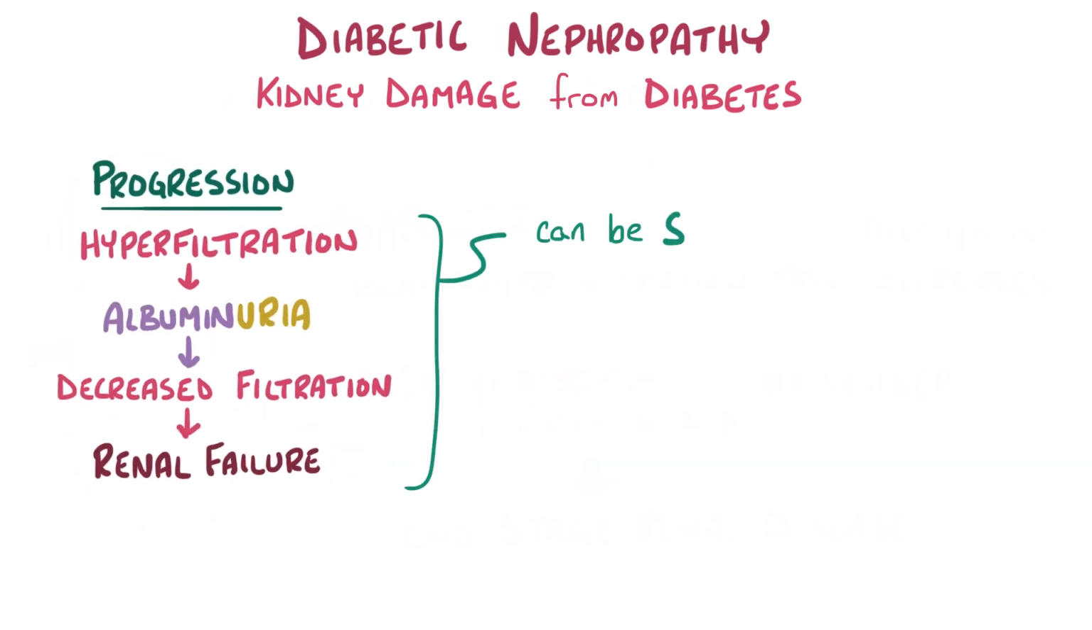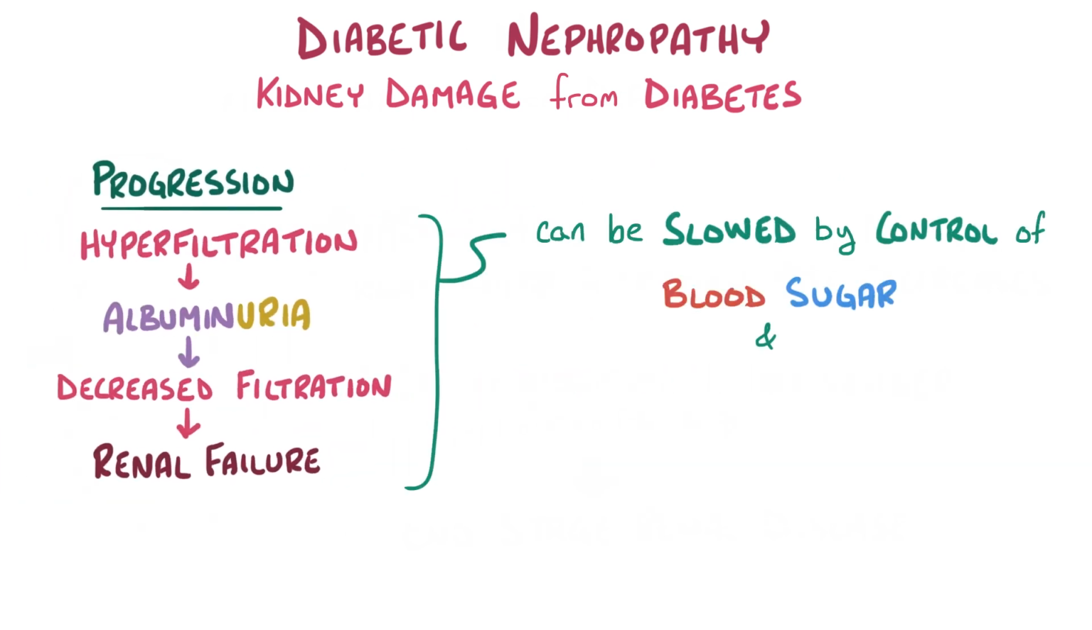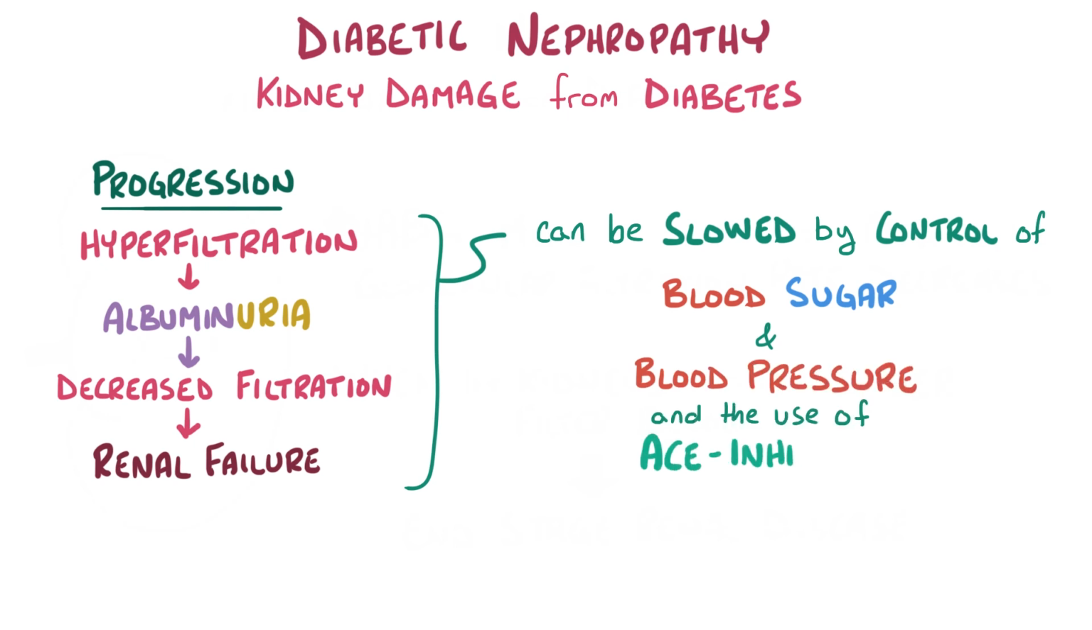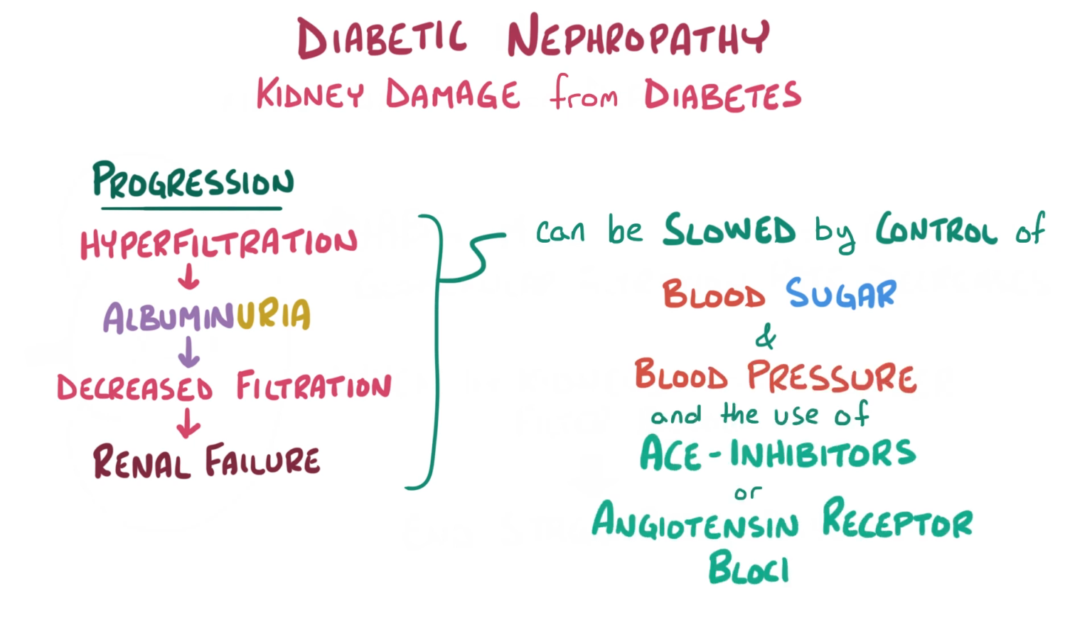This progression can be slowed by tight control of blood sugar and blood pressure, and the use of ACE inhibitors or angiotensin receptor blockers to decrease pressure specifically within the glomerulus.